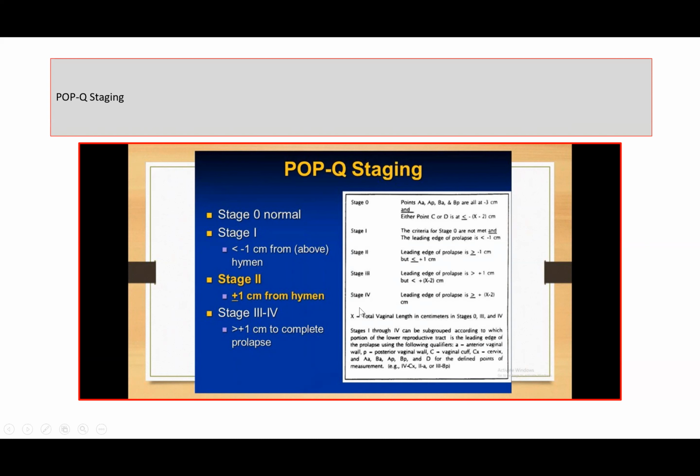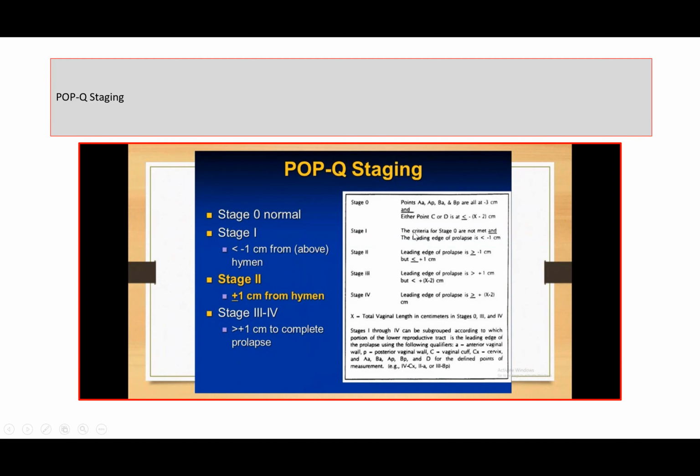Stage 4 prolapse is where leading edge of prolapse is more than or equal to total vaginal length minus 2 centimeters. So it will be 10 minus 2, so it will be equal to or more than 8 centimeter. So in stage 4, there is complete eversion of the vaginal wall. Stage 3, there is incomplete eversion of the vaginal wall. Okay.